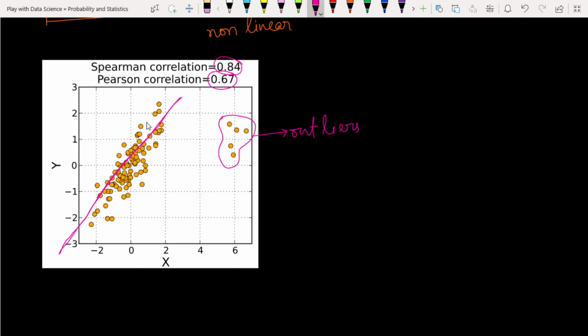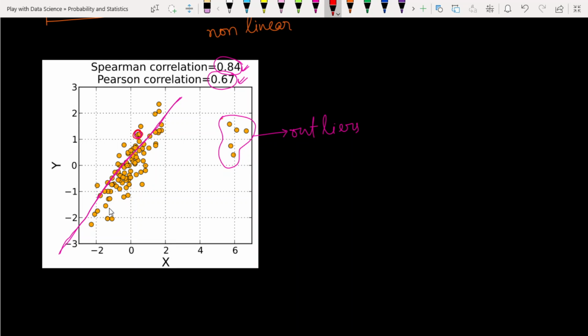If you consider this value, then you get 0.67. But if you take the rank of this value, then you get this one. Okay, but why do these things happen? Actually, see this kind of data. I'm taking a different data.